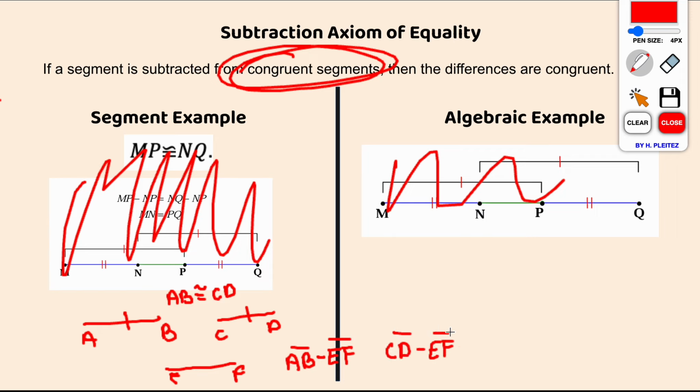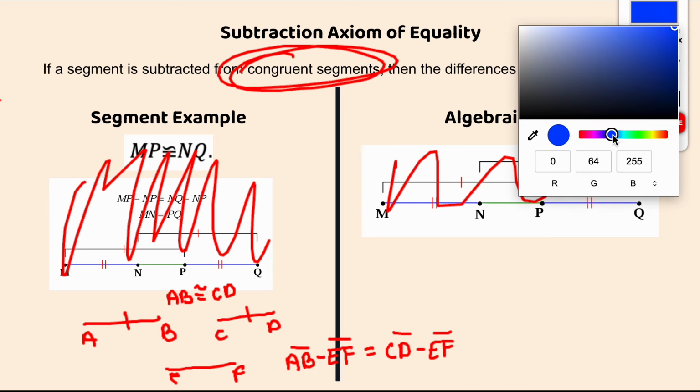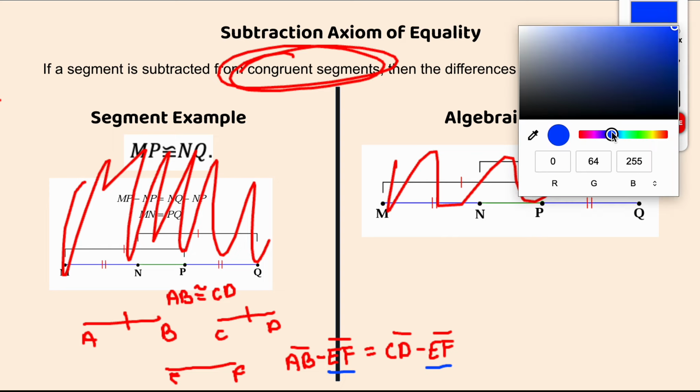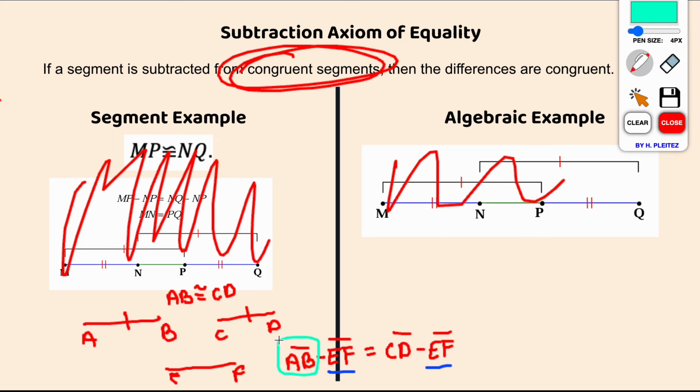Now, the same logic follows, right? EF is not changing. EF is just EF, whatever number it may be. The only thing that is changing is AB and CD here. However, we know that they're congruent to each other, so those values aren't changing. Whether I write it as AB or CD, those values are still the same. So that says, again, in words, we subtracted a segment, we subtracted EF from two congruent segments, so those results have to be congruent to one another.